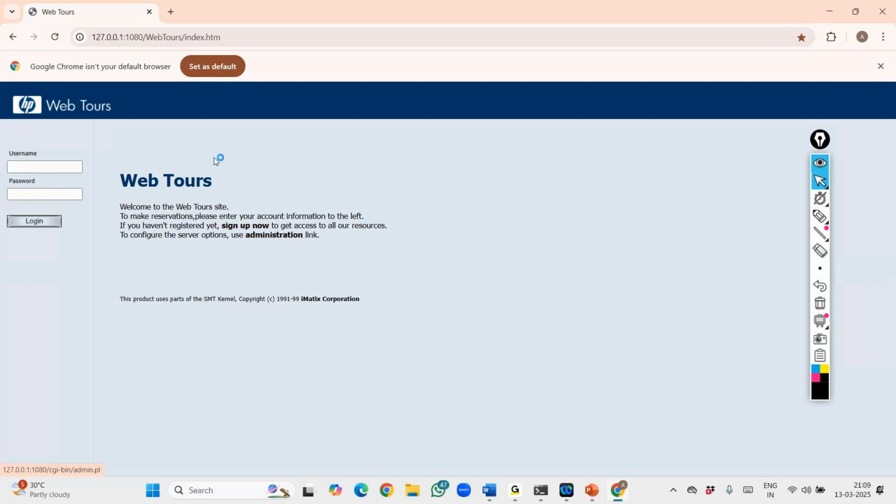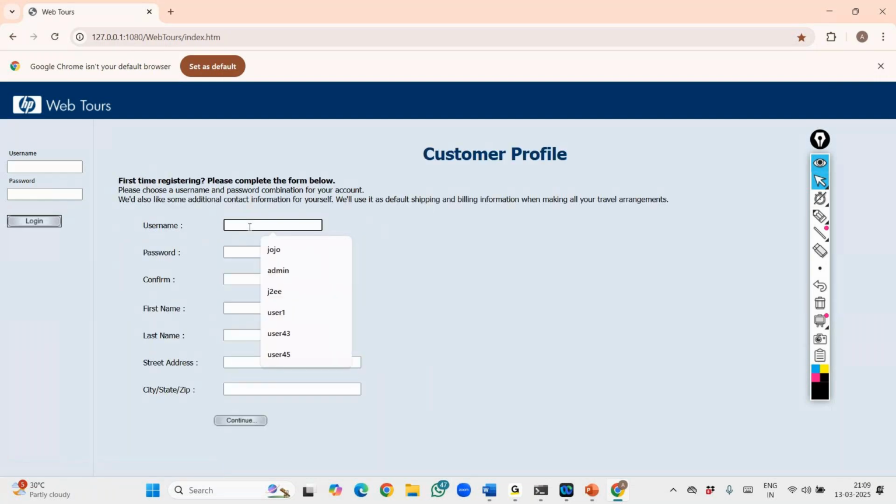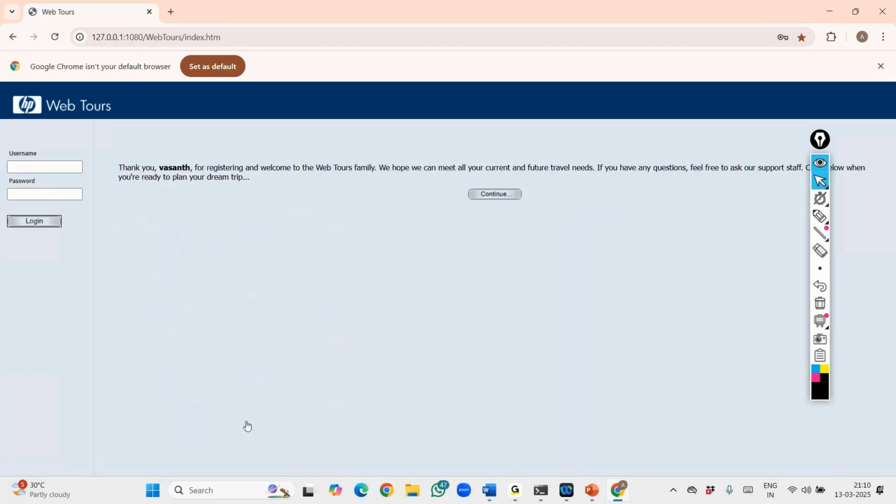Then whatever steps we are doing here, see, there is a welcome page. If you haven't registered, sign up now. So I'll go ahead and sign up now, and I'll simply provide these details. Username Vasant, password 1234, first name Vasant, last name performance testing PT, and let's go with the basic. Click on continue. And thank you, Vasant. This got created, right?